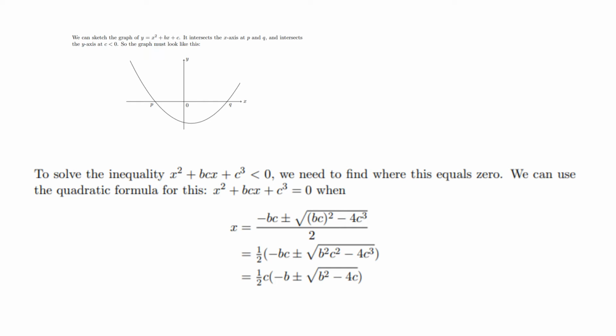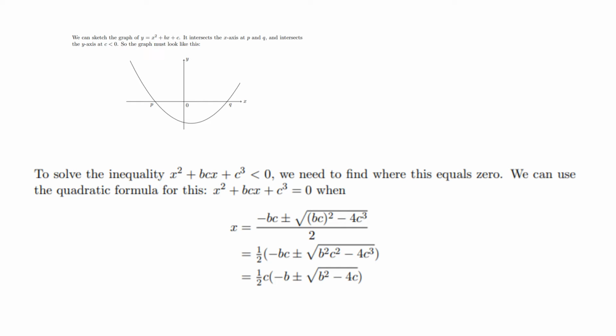If we tidy it up a little bit, we get half c brackets minus b plus or minus the square root of b squared minus 4c. Now notice that little trick there. We've taken the c out from both terms, and when you take it outside a square root, you have to take the c squared out. But that does tidy it up a great deal.